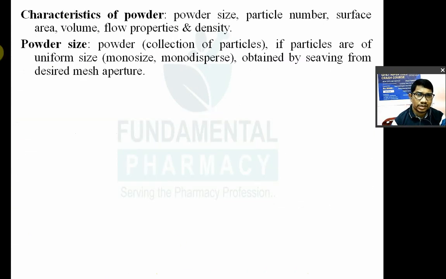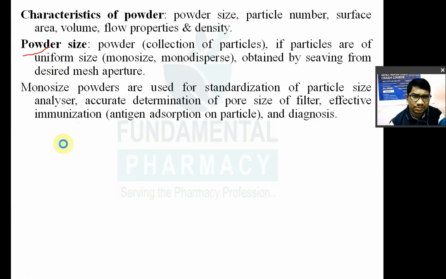So we have seen the characteristic of powder. Powder size: if uniform particle size is there, it is known as a mono size powder or monodisperse powder. And if there is a variation in the particle size in the powder, it is known as a polydisperse powder. And most of the pharmaceutical powders are polydisperse powders, right?